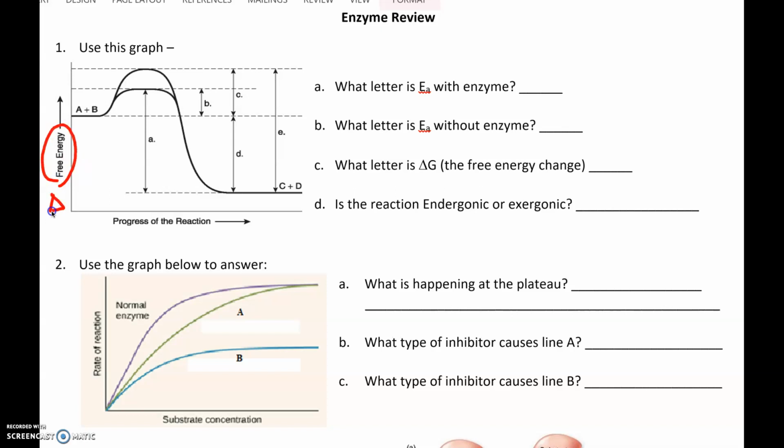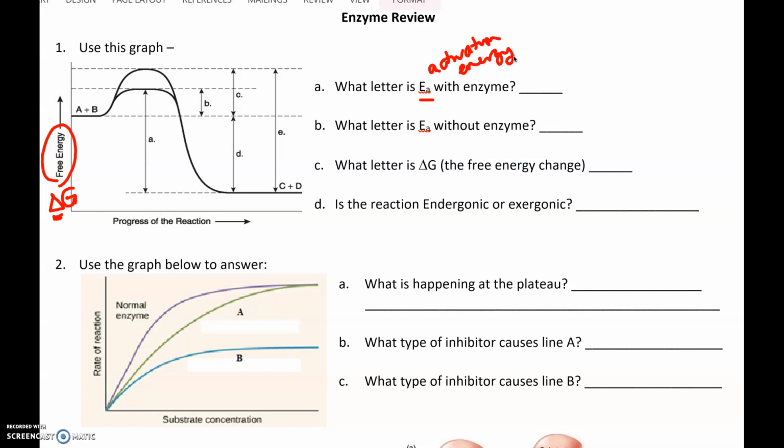And although we didn't really use the terminology, that can also be represented by what's called delta G. Delta means change, and G is free energy. So the first question is, what is EA? That's activation energy. We learned about that. So activation energy. What is EA with enzyme?